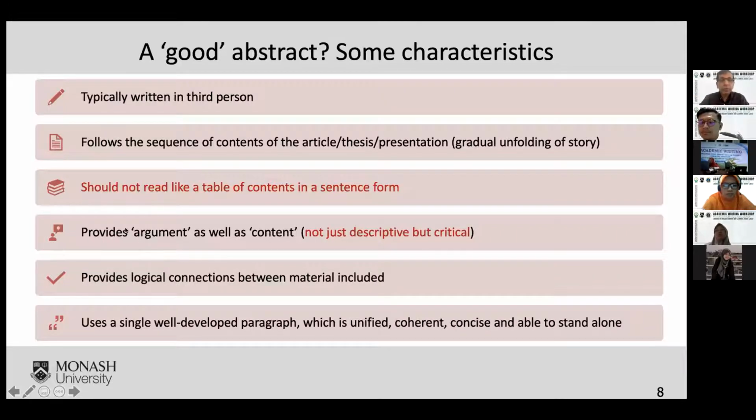The abstract provides argument as well as content, so it has to be critical. Not just the article is about this, the article is about that, it has to be critical as well. And again, I'll give you examples. It provides logical connections between material included. What are the material? The ones that I mentioned: theories, and I will tell you what a theory is. I will tell you what a theoretical framework is. And then you have methodology, you have the findings, and you have the discussion.